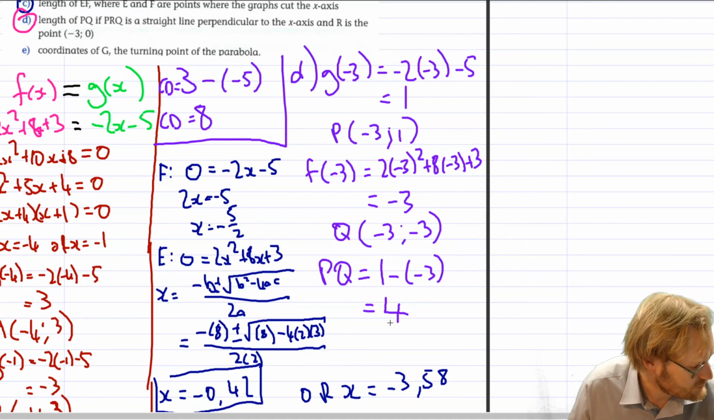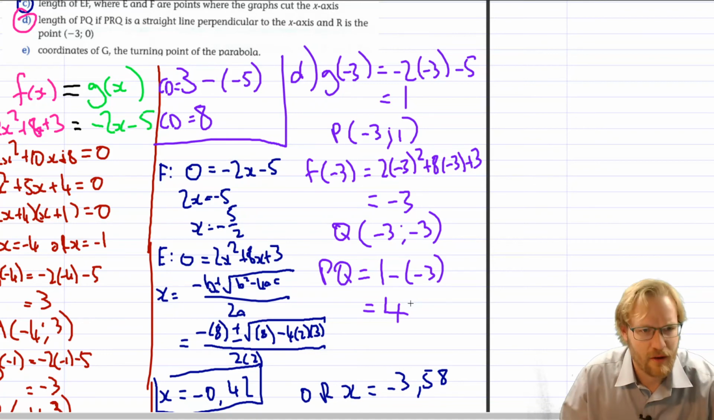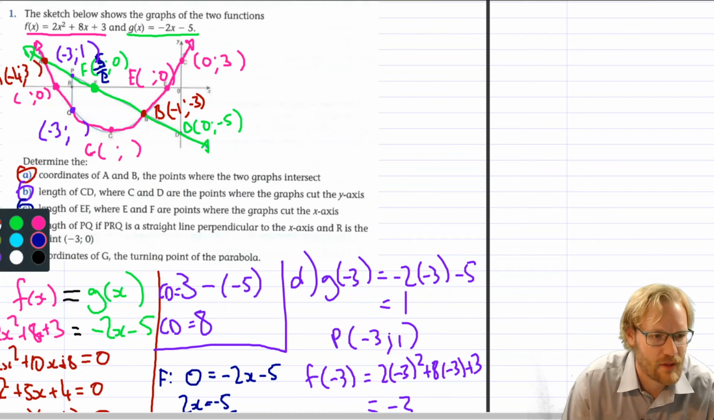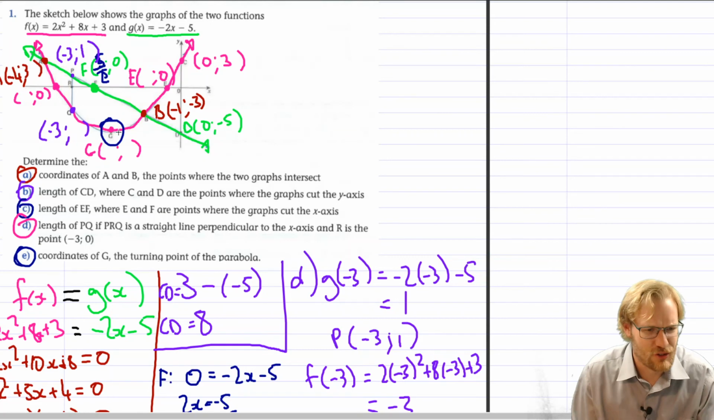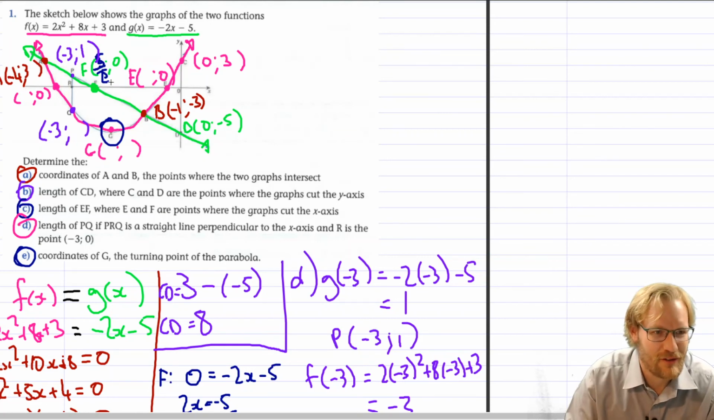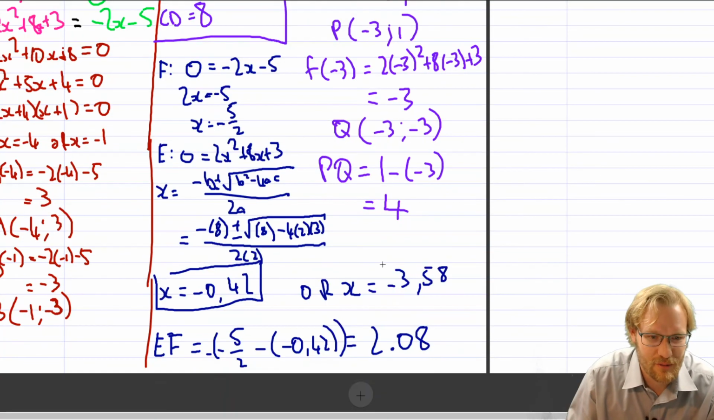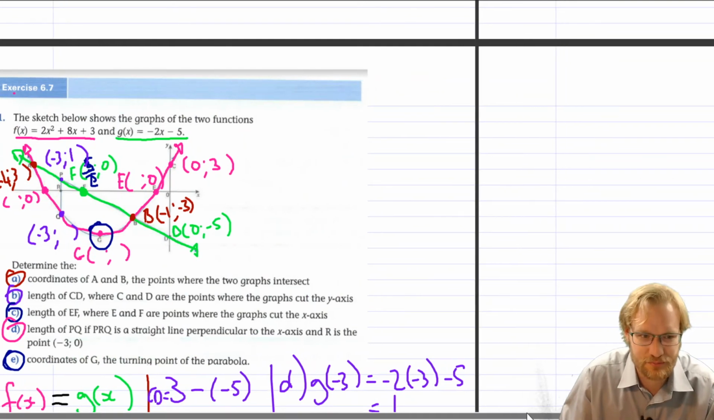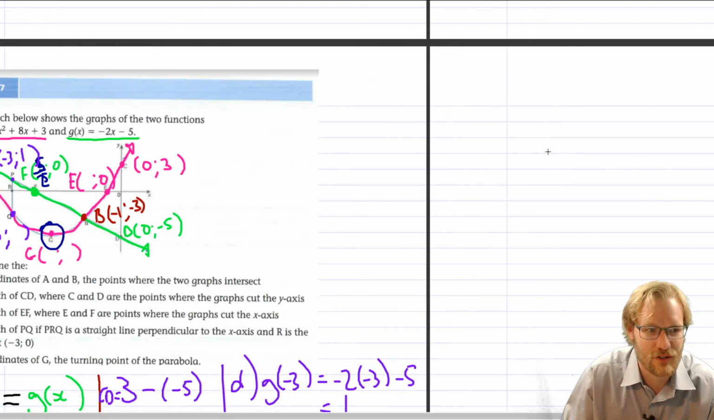Last question that we want to do. Coordinates of G, the turning point of the parabola. Okay, so this here is G. This is just what we've been doing in the last exercise. How do we turn this into turning point form? That's all we need to do for this one. Well, let's take it up here to this next page. There, we can just get it in.